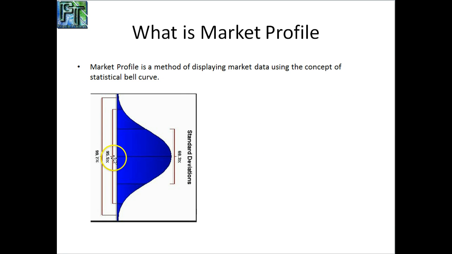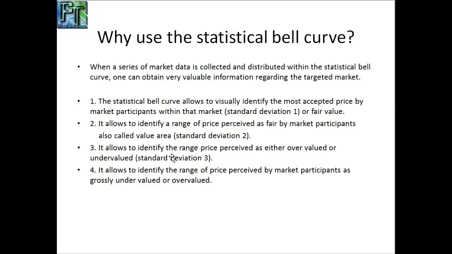So if I go here, the middle is going to always tell me which price within the statistical bell curve was the price the most accepted by the traders. So the belly of the statistical bell curve, standard deviation number 1, will represent that.